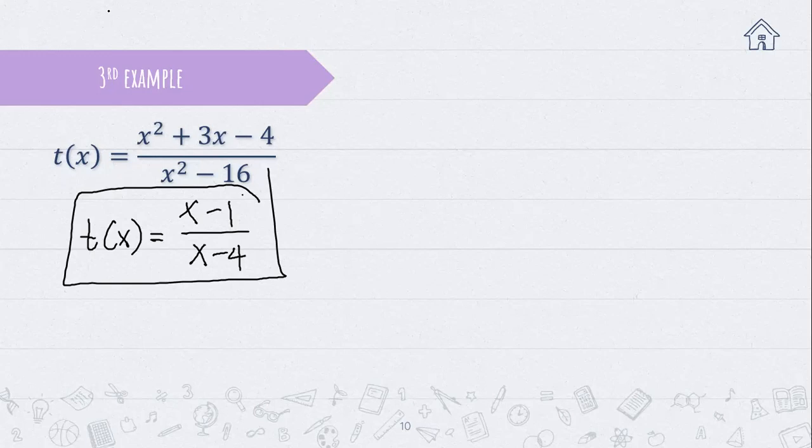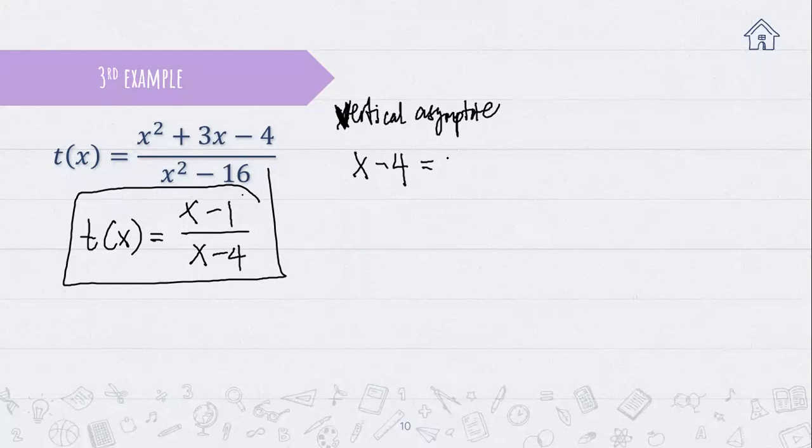Okay po. Sige, let's check your work. Okay. So we have to find the vertical asymptote. Ang madali yung vertical asymptote. Ayun na siya. X minus 4 equals 0. Lipat natin si 4. Oh, X equals 4.